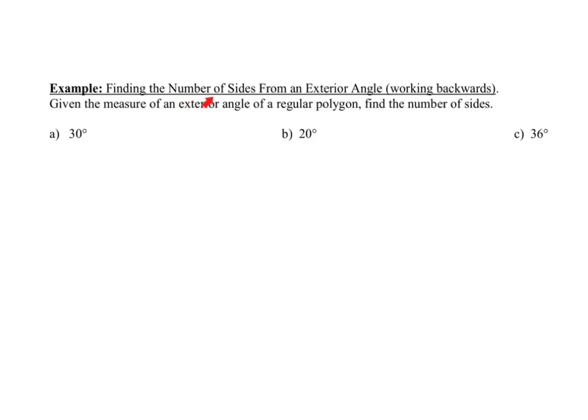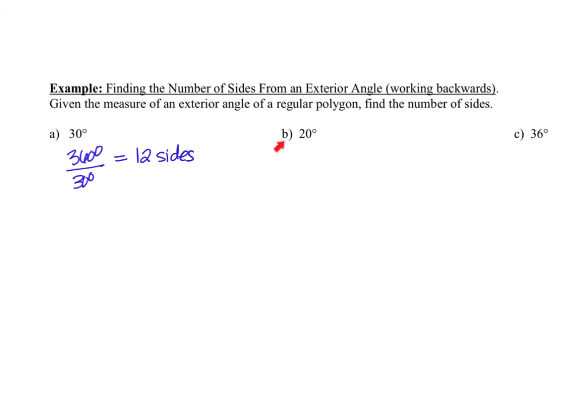Now let's find the number of sides from an exterior angle by working backwards. I know that the number of sides is going to match the number of exterior angles. If I take 360 degrees, which is what the exterior angles will add to, and divide it by 30 degrees, it will give me how many exterior angles there are, which is how many sides there are. So 360 degrees divided by 30 is 12 sides, which is the same as 12 exterior angles.